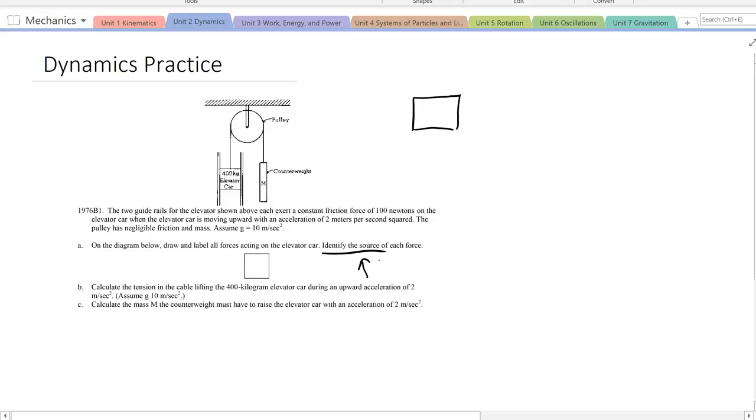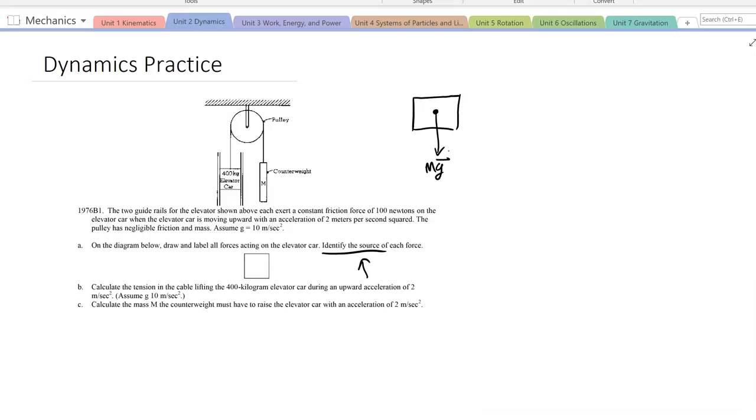So let's start with gravity. Where does gravity begin? It begins at the center of mass. It always happens, it's exerted on the center of mass, the object's mass. So I'm going to give it the gravitational force, right? mg, or the weight.